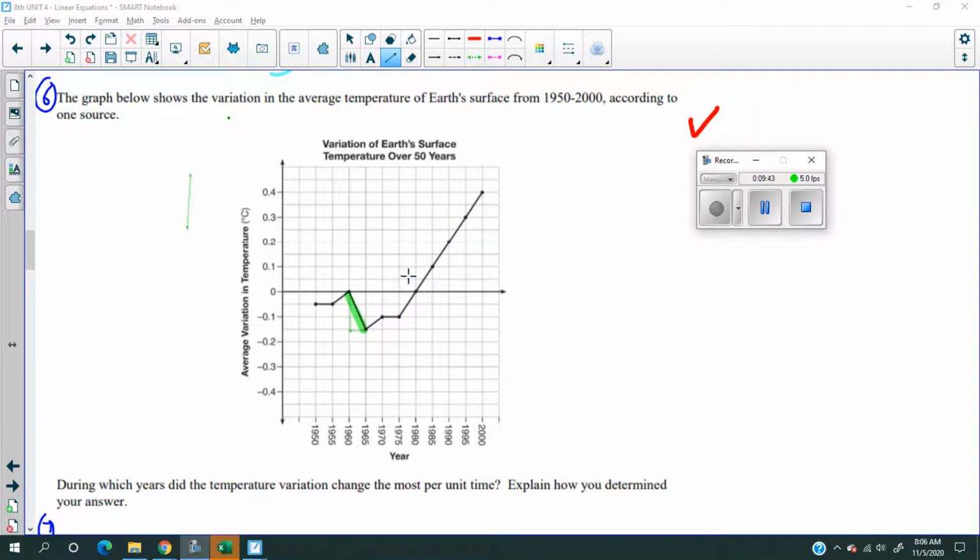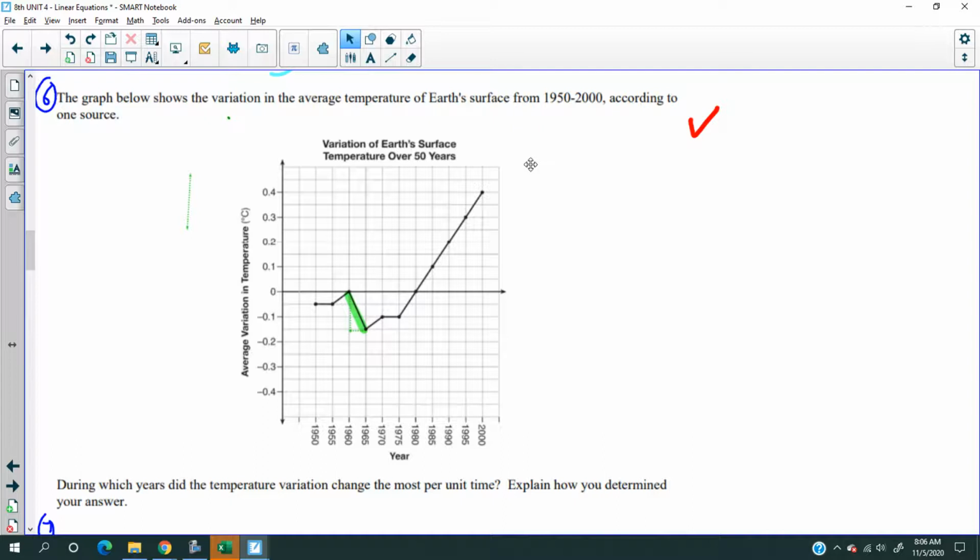So again, this test is quite brilliant in my opinion, because you always have to question what's more efficient for you. Do you actually crunch the numbers, or do you look at the graph and then figure out where you actually need to start crunching the numbers? So I think this is really well written. I think the regions is an awesome test. Now, which years did it change the most per unit?